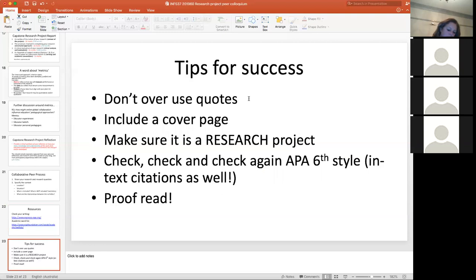Make sure it is a research project. I'm not sure why I wrote that now. There must be something I was thinking about. Anyway, I think we've said all that the whole last hour. Check your APA 6, including in-text citations, and proofread. That's my last word to you.